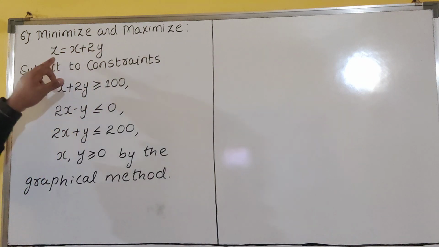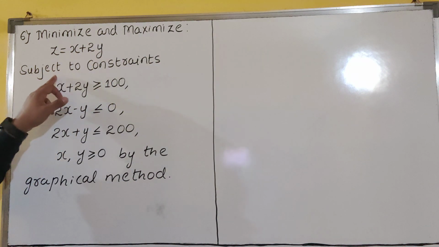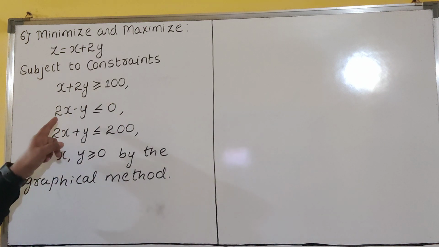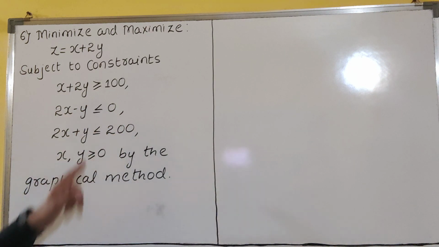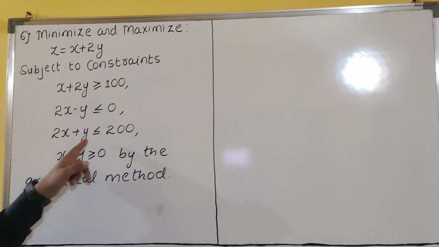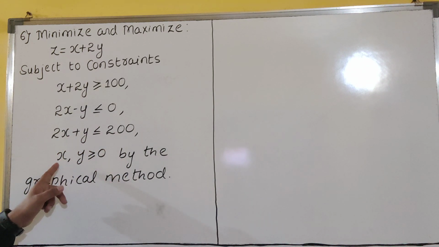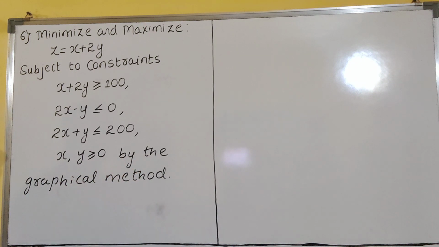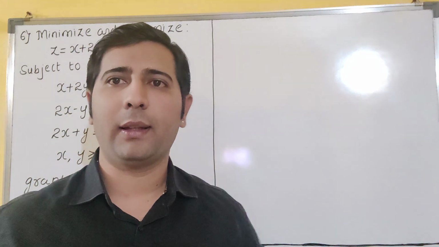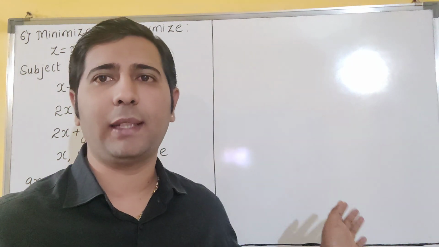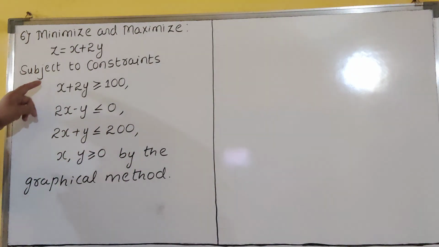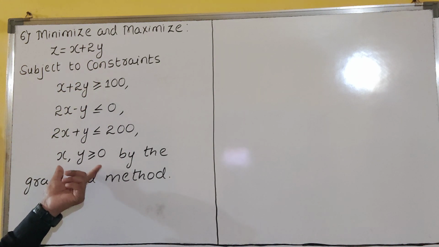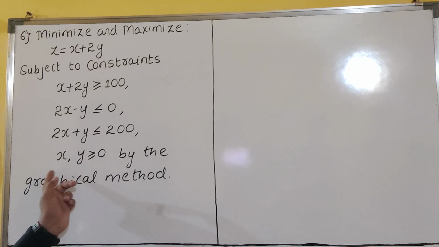Minimize and maximize z is equal to x plus 2y subject to constraints x plus 2y is greater than or equal to 100, 2x minus y is less than or equal to 0, 2x plus y less than or equal to 200, x comma y is greater than or equal to 0, by the graphical method. So as you have seen in the previous video, it is something similar. There are three subject to constraints: 1, 2, 3. This last one is just about non-negative constraints, so it is not required to solve this one.